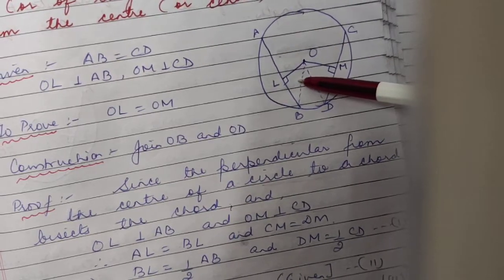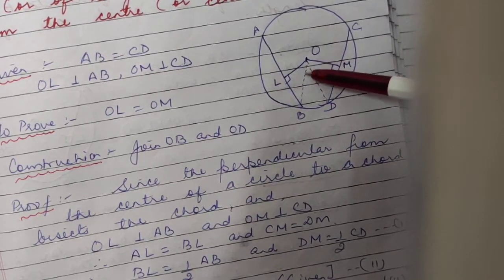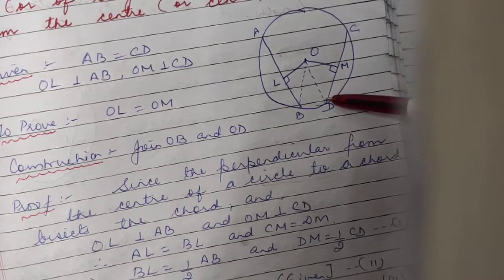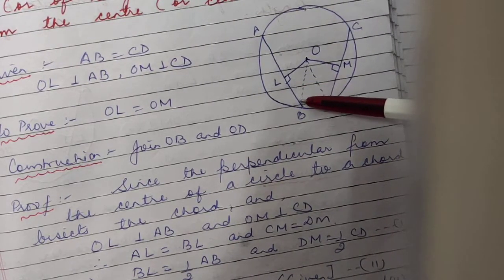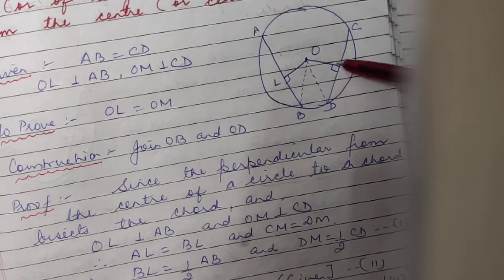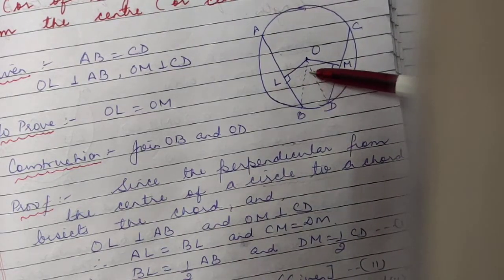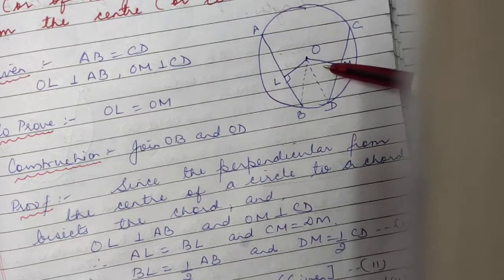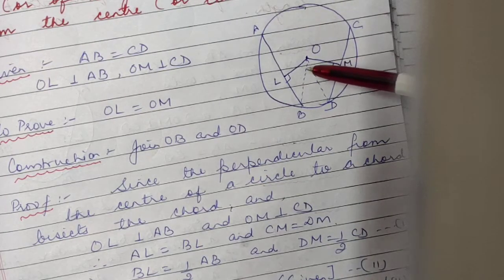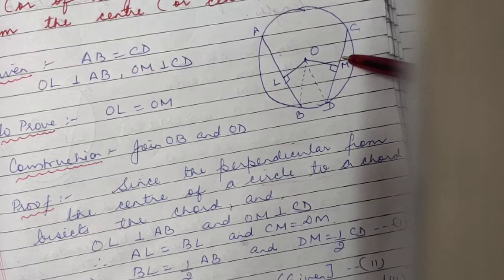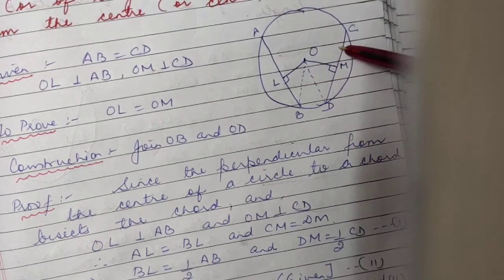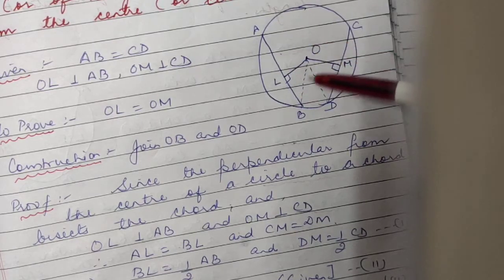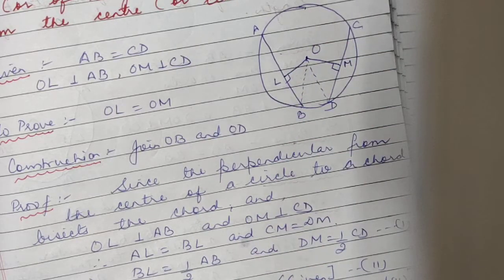Now in right triangles OLB and OMD, hypotenuse OB equals hypotenuse OD. Why? They are radii of the circle. Then BL equals DM, we have just proved. Therefore, the two triangles are congruent by RHS congruency rule. Therefore, OL equals OM by CPCT. Thus, equal chords are at equal distance from the center of the circle. Hence, proved.